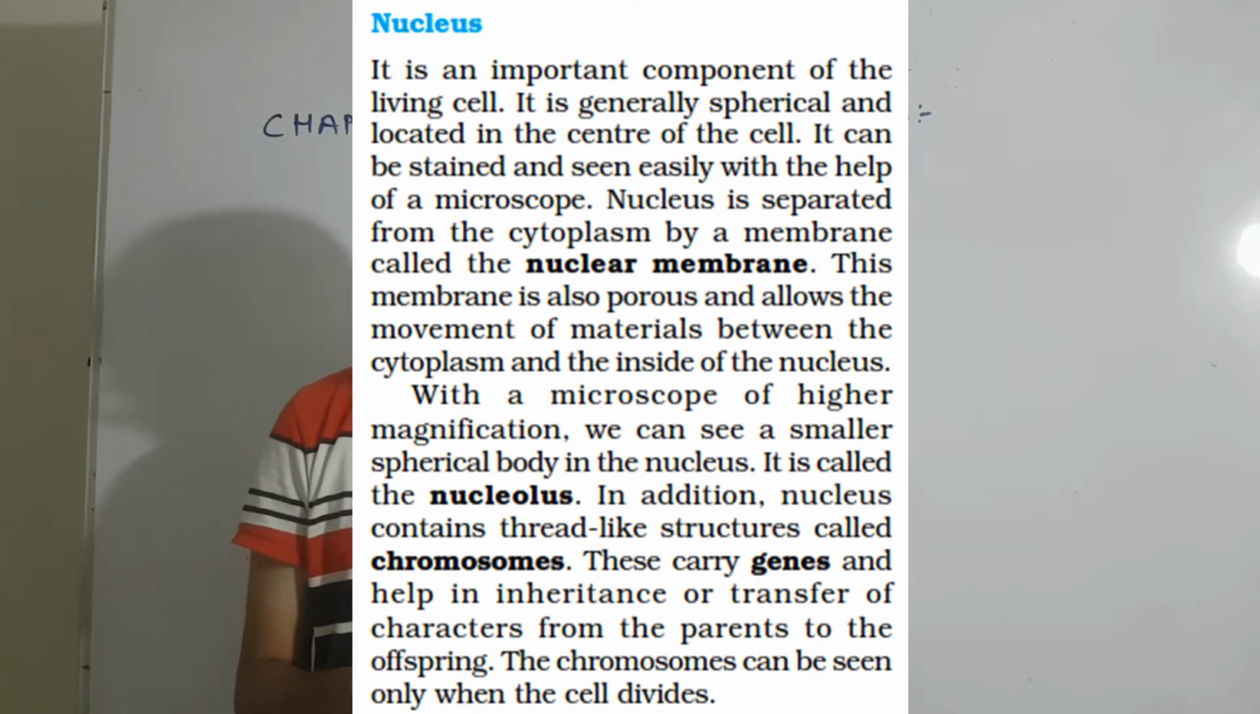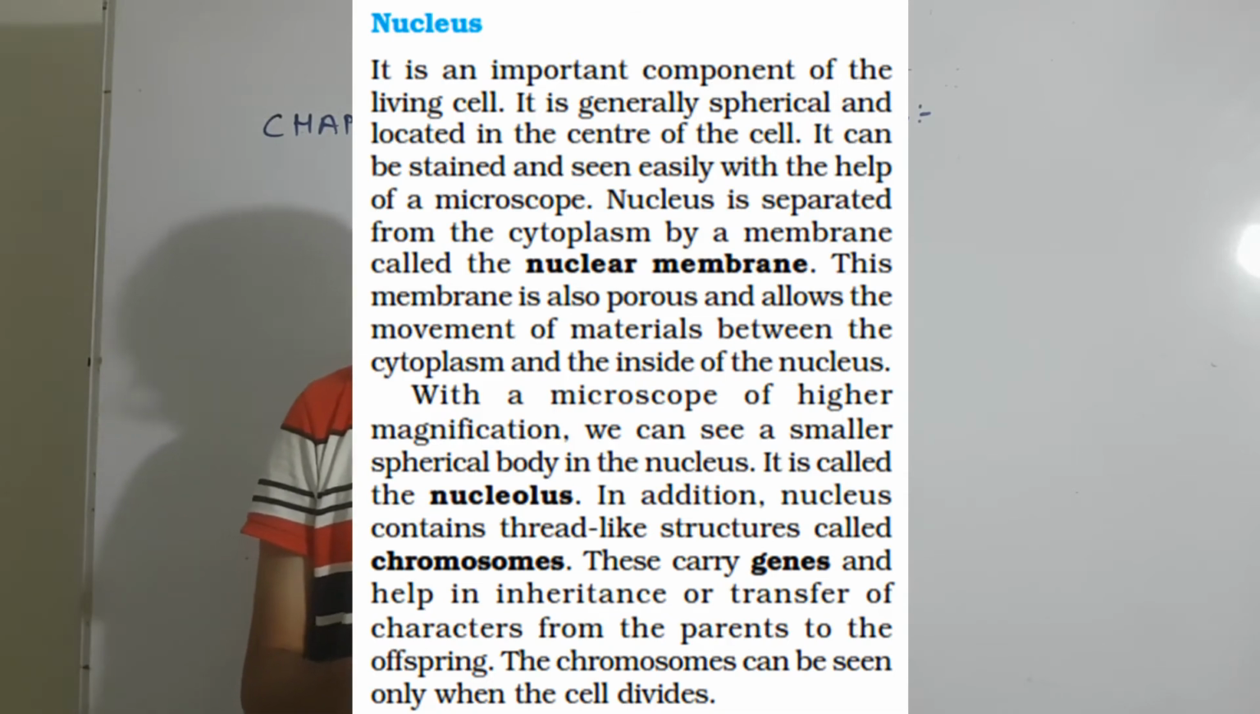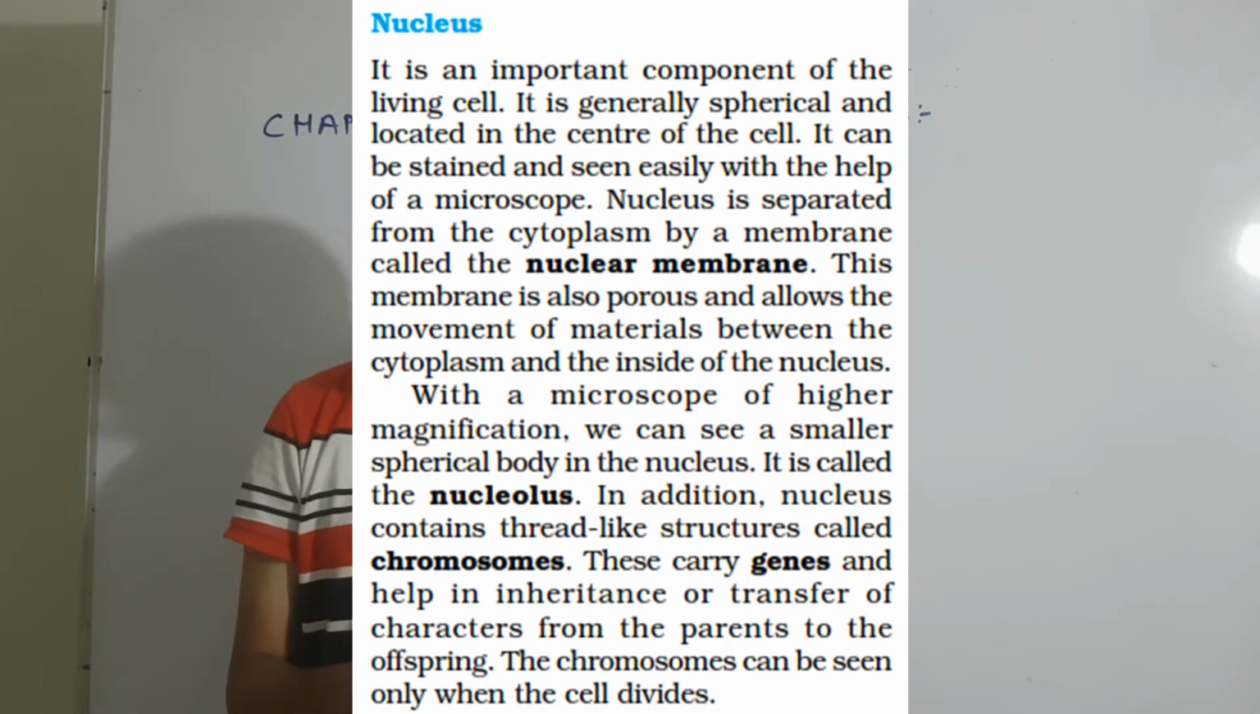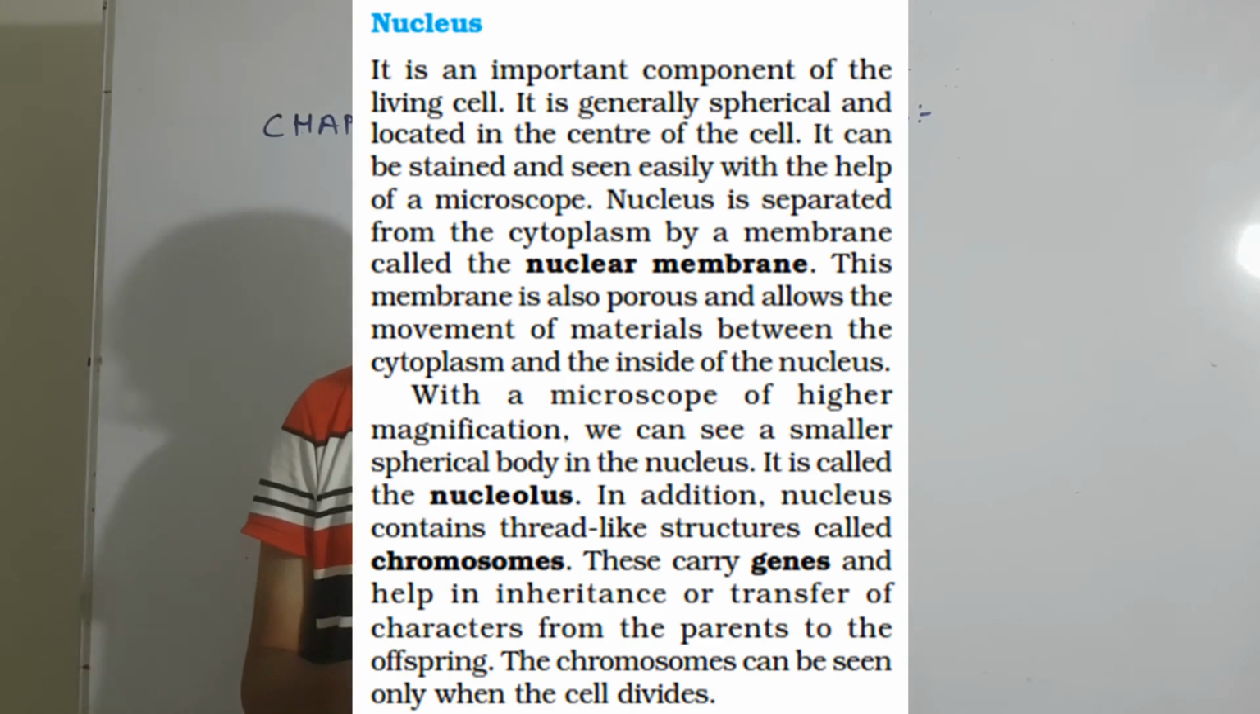Now nucleus. It is an important component of the living cell. It is generally spherical and located in the center of the cell. It can be stained and seen easily with the help of a microscope. The nucleus is separated from the cytoplasm by a membrane called the nuclear membrane. This membrane is also porous and allows the movement of material between the cytoplasm and inside of the nucleus.